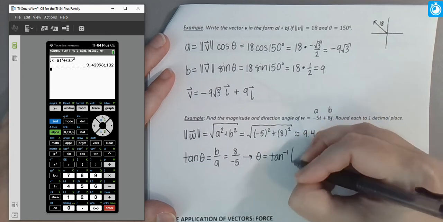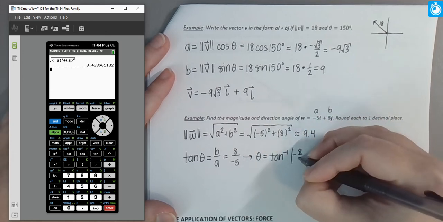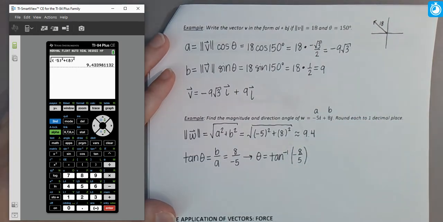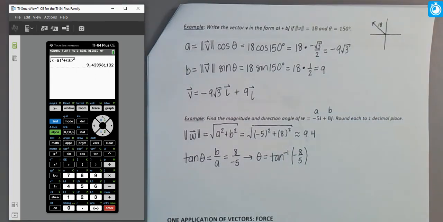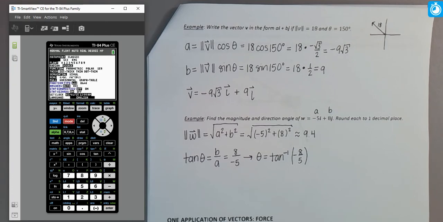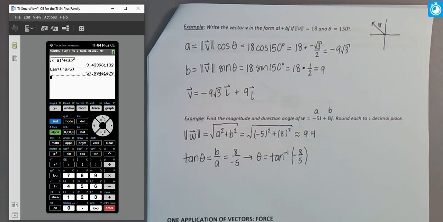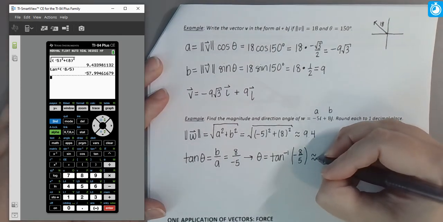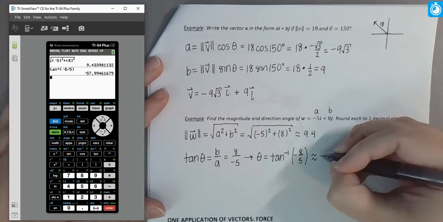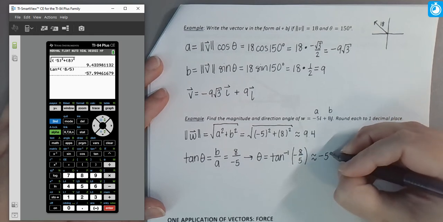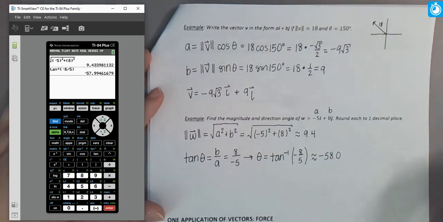So we're going to take the inverse tangent of -8/5, and that's going to give us an angle corresponding to this value of tangent. We want to be in degrees, because that's going to be more meaningful from a practical standpoint. So double check that your calculator is in degrees. And then we want to take the inverse tangent of -8/5. And that's going to give us, to one decimal place, approximately -58.0 degrees. So notice those double nines force us to round up to 0.0.